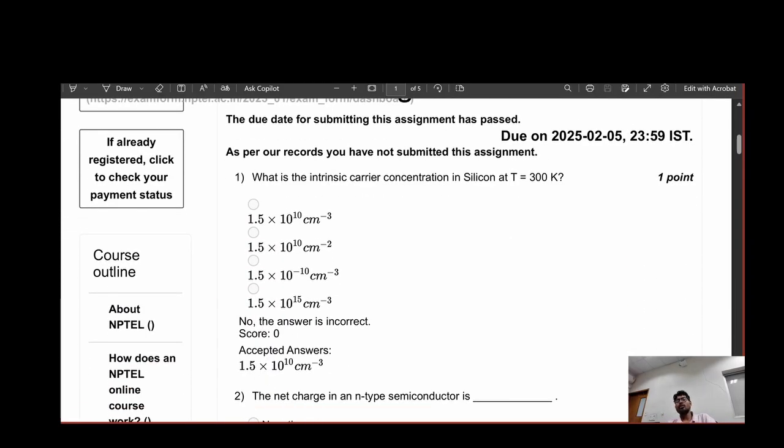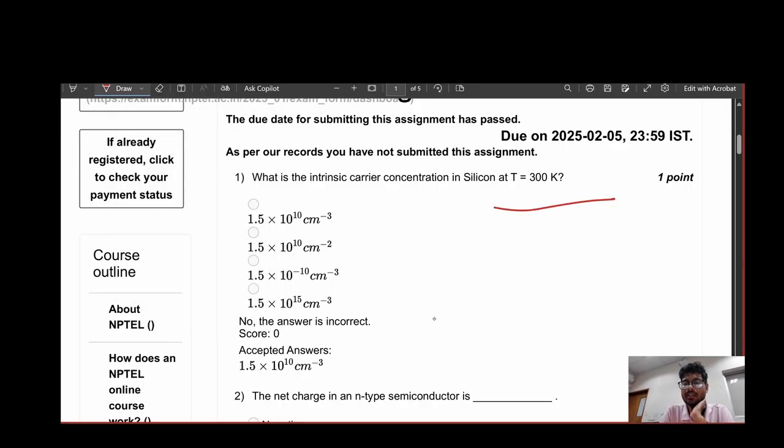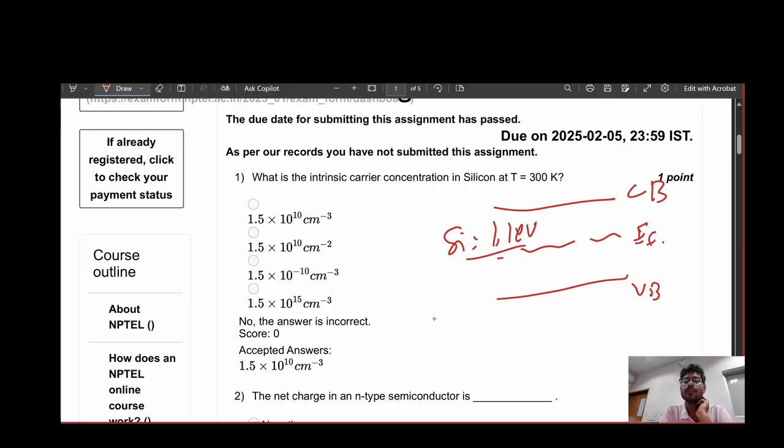So now let's move on to the next assignment, assignment 2. The intrinsic carrier concentration. This is any semiconductor. This is the valency band, this is the conduction band, and this is the Fermi level EF. This is silicon. Silicon has 1.1 electron volts of band gap.